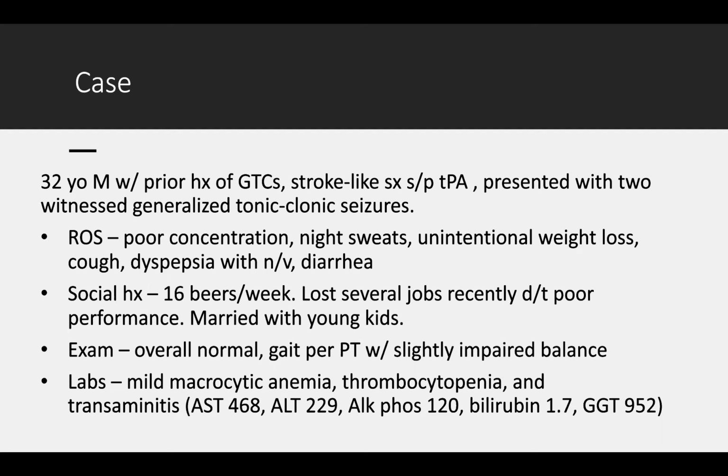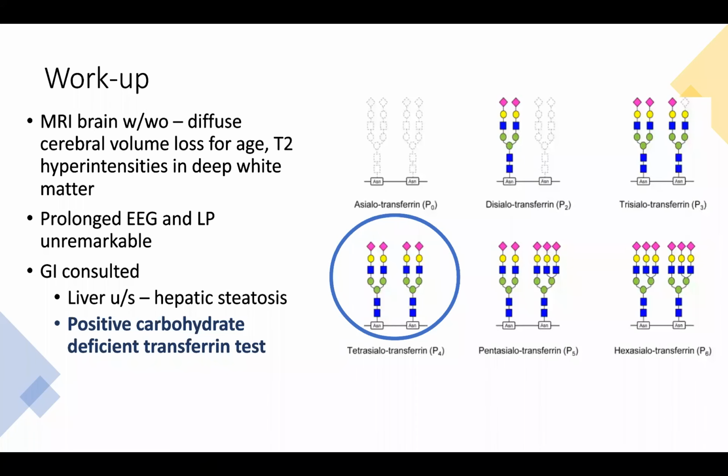His labs on presentation were notable for mild macrocytic anemia, thrombocytopenia, and transaminitis with an AST predominant pattern. The rest of the values are listed here. So he was admitted to the general neurology service for further workup of these seizures. His course was complicated by altered mental status as well as thought to be hyperactive delirium.